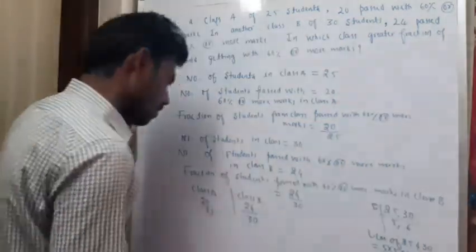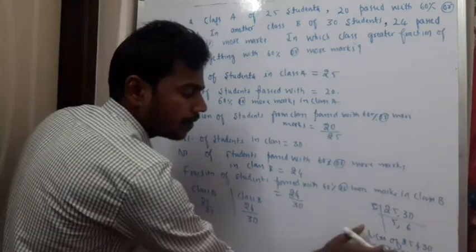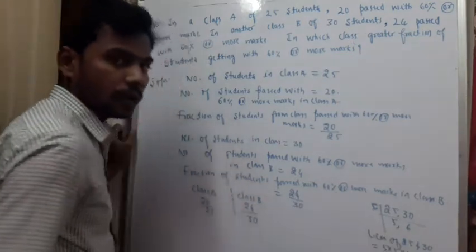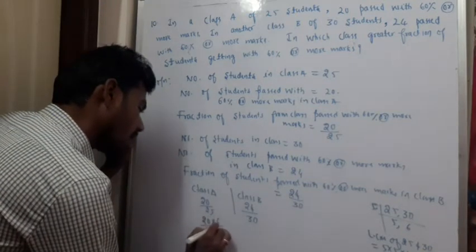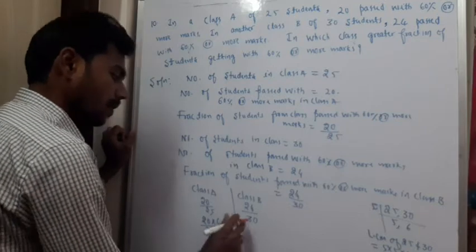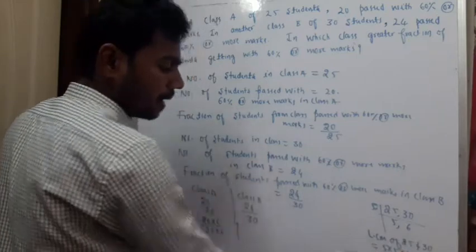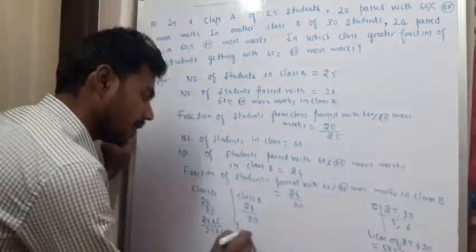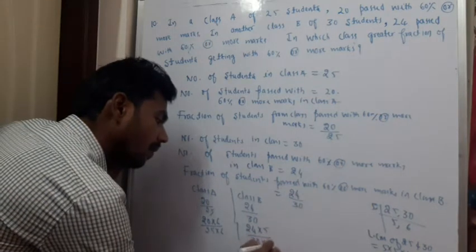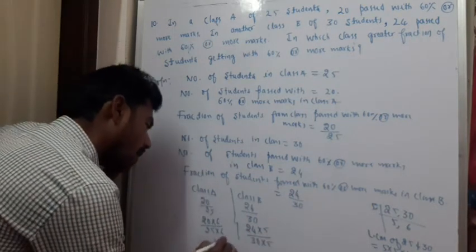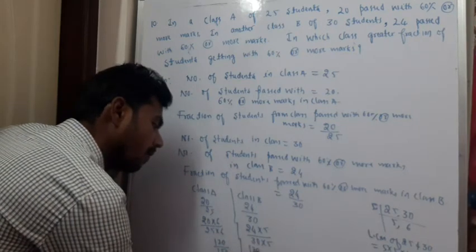150 is the LCM. So to make 25 to 150, I need to see 5 5s are 25, close it. What is that number? 6. 25 6s are 150. So 20 into 6, 25 into 6. Next, to make 30 as 150, I need to multiply with 5. 5 6s are 30. I need to multiply by 5. That is 24 into 5, 30 into 5. So 120 by 150, and this is 120 by 150.